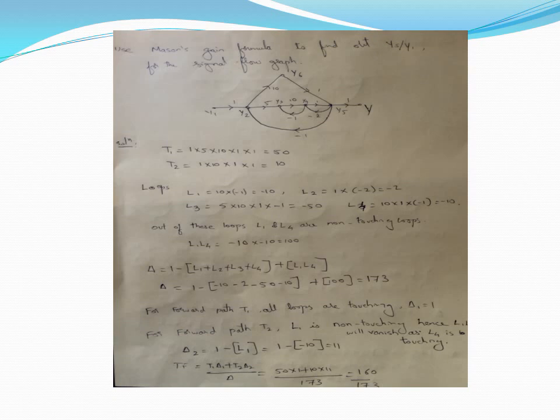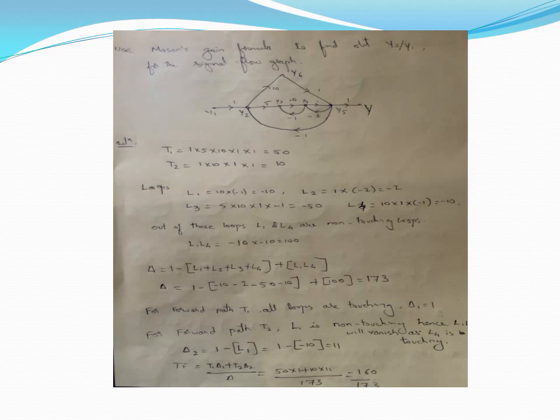When Mason's gain formula is given, the first thing is you need to find the number of forward paths. Just look at the diagram and find the number of forward paths, starting from the origin and ending at the destination without crossing the same node twice.